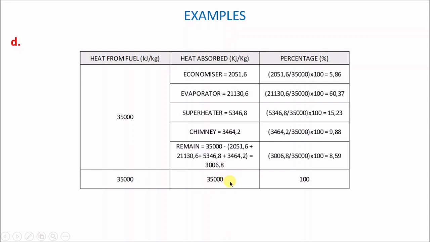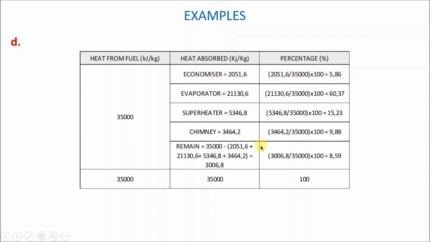Now you need to say what percentage each of the components of the steam plant absorbed in terms of heat. The way you do that, you take the heat absorbed by the specific component, divide that by the total heat available in the fuel, and multiply that by 100, and that will give you the percentage of heat that has been absorbed by that specific component.